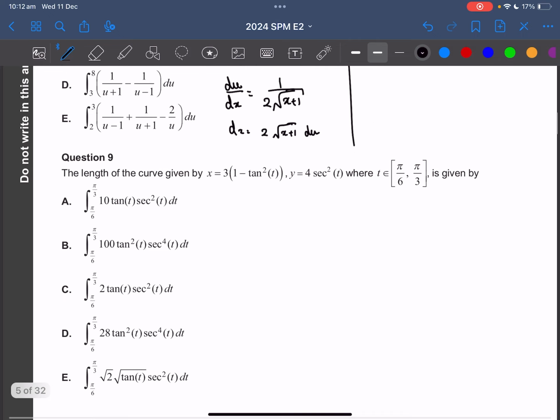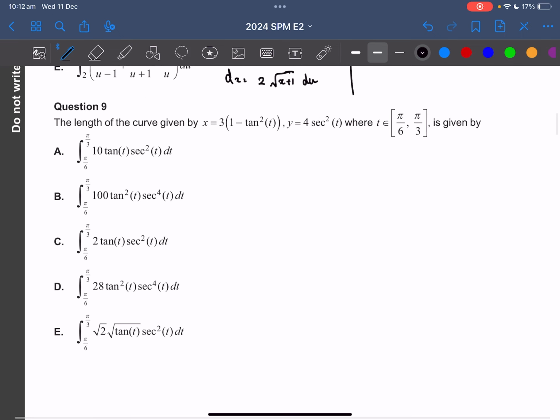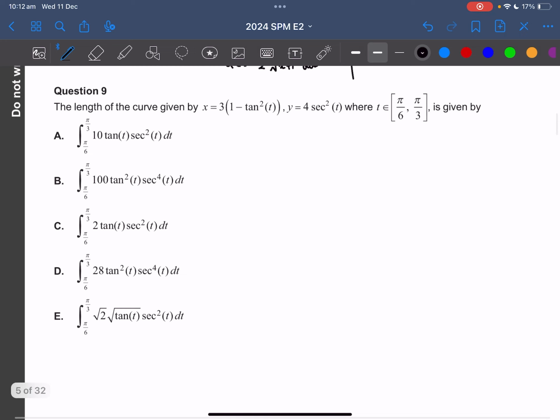Okay, so the length of the curve, where t is between pi on 6 and pi on 3, is given by this. For this question, the best way I suggest you do is the trial and error method. So find the arc length of this and then check with all the other integrals to see which one works the best, because there's no point transforming all of this. You could make a mistake and lose the mark. Plus, it may be very time consuming as well. So the best way out is just by using the trial and error method.